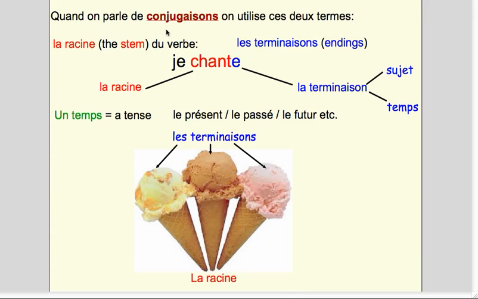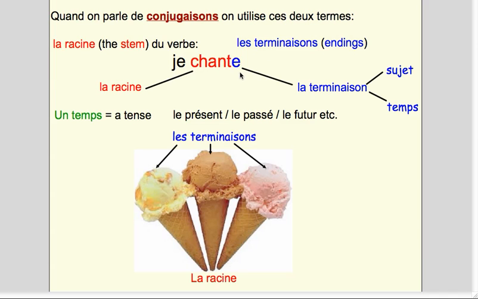So when we speak of conjugaison, and notice that it's almost like the English, but not quite, so learn that word well, conjugaison, pas conjugation. Conjugaison, you use often these two terms: la racine du verbe, which is the stem of the verb, et les terminaisons, which are the endings. So for example, here's the verb I sing, present tense, je chante. So this constitutes my cone, my stem, la racine. And this is my ice cream scoop, the ending, la terminaison.